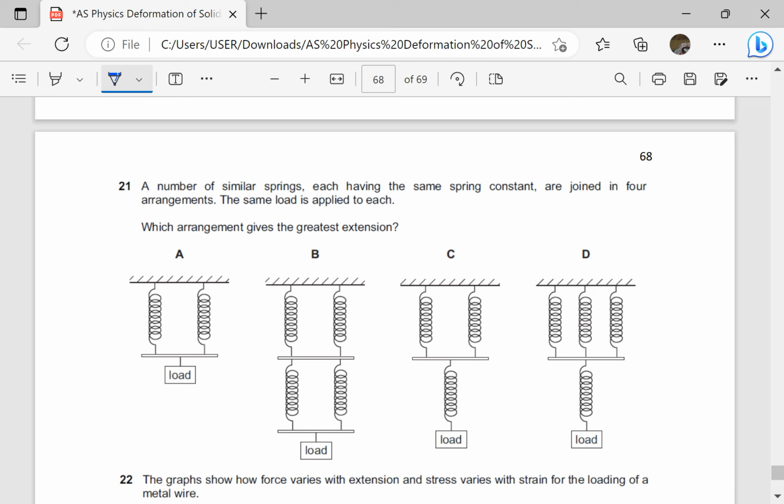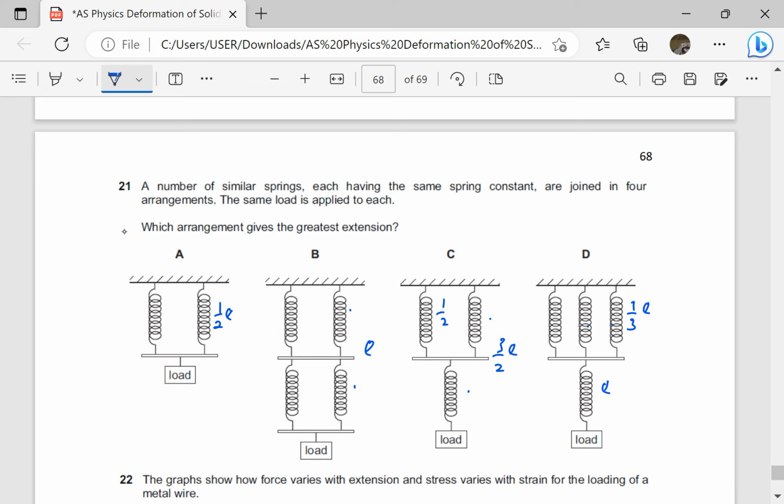A number of similar springs, each having the same spring constant, are joined in 4 arrangements. The same load is added. Which arrangement gives the greatest extension? So here we just check. A has extension a half E plus a half E, which is E, then a half E plus E, which is 3 over 2E. This one is a third E plus E. Where is it a third? There are 3 springs. That's why I'm saying it is a third.